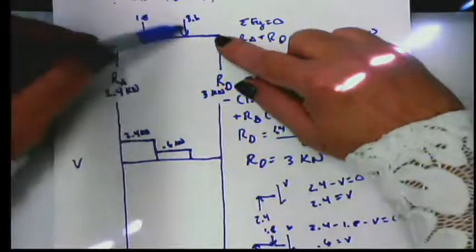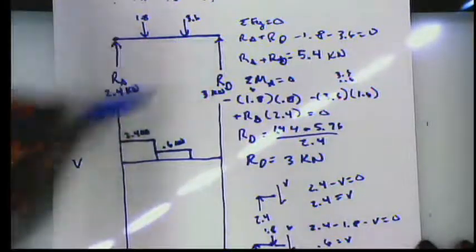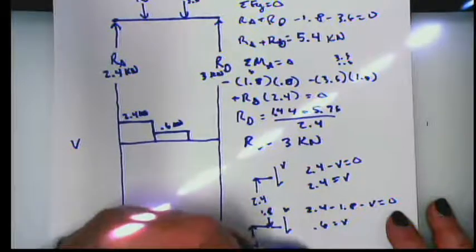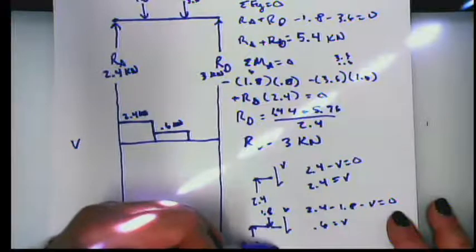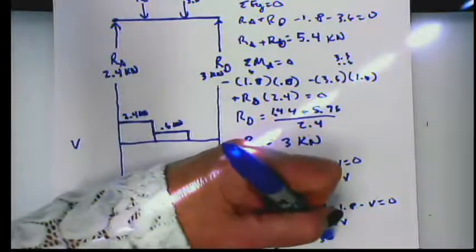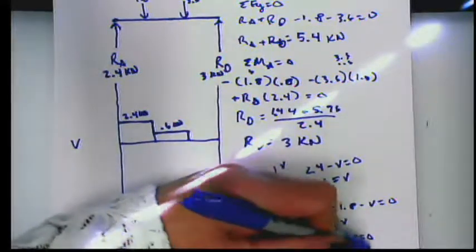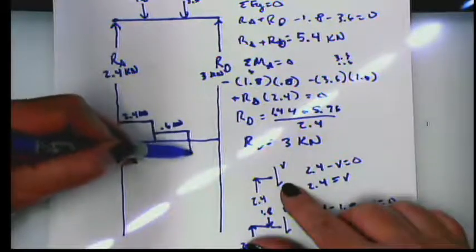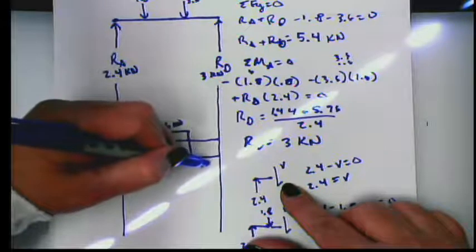And then in the last half, I can just continue cutting from the left, or I could cut from the right. And I could say 3 kilonewtons pushing up. And then I draw my V like this. And so I have 3 kilonewtons plus V equals 0, or V equals negative 3 kilonewtons. So negative 3 kilonewtons equals V.